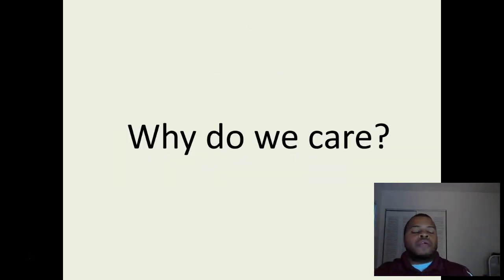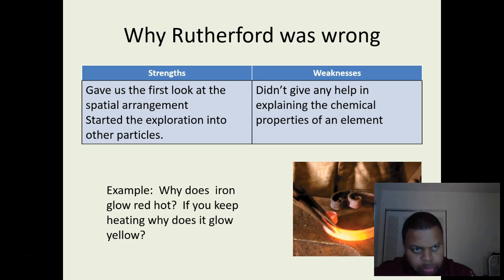Now, the grand question that you all are probably asking: why do we care about light and waves and all those different types of things? How does it relate to chemistry and what's going to be on my test? That's usually what we're thinking. So, when we looked at Rutherford's model, it left some gaps for us. It told us, this is how the atom is arranged. We have this dense nucleus in the center. Everything looks good. But it didn't actually explain the chemical properties of the element.